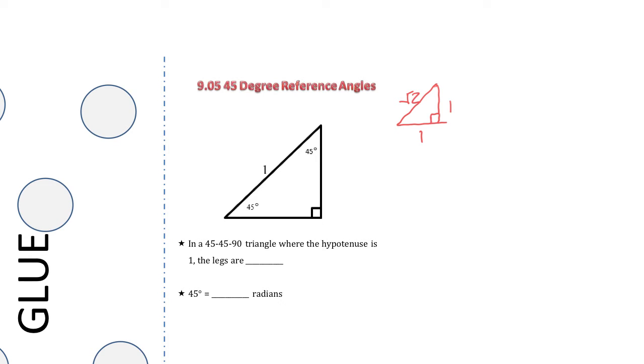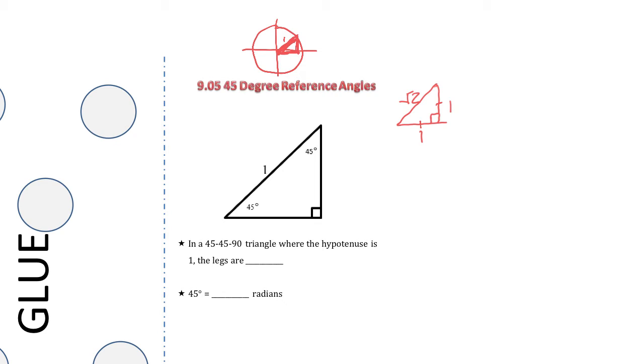So when we have a 45-degree reference angle in the unit circle, an important thing to remember is on the unit circle, the radius is always 1. So if I was thinking about this triangle on the unit circle, my hypotenuse is 1. So if it's a 45, 45, 90 triangle, I could use what I know about 45, 45, 90s from our previous unit, the special right triangles unit, to figure out these two missing sides.